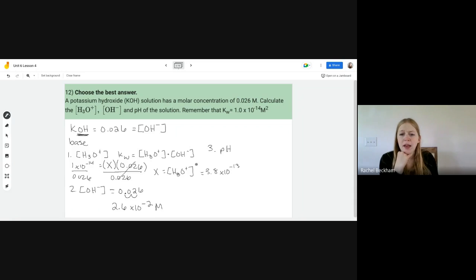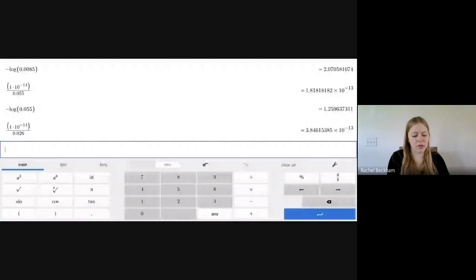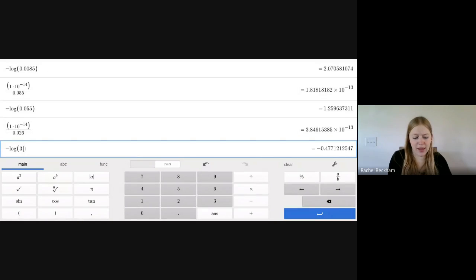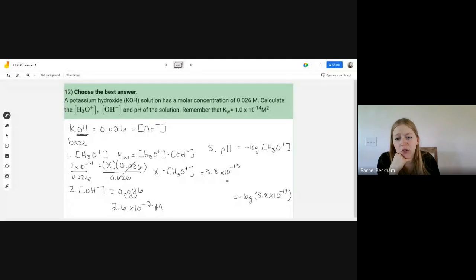Okay. For pH, pH is always the negative log of H3O plus. It's always going to be the acid, the H3O plus, not the base. So again, it's going to be the negative log of 3.8 times 10 to the negative 13th. This is a really small number, 10 to the negative 13th. So we have a really small amount of acid. I'm getting 12.42 as our pH. Our pH is 12.42.